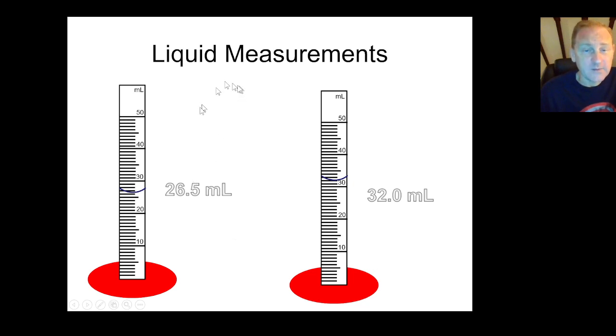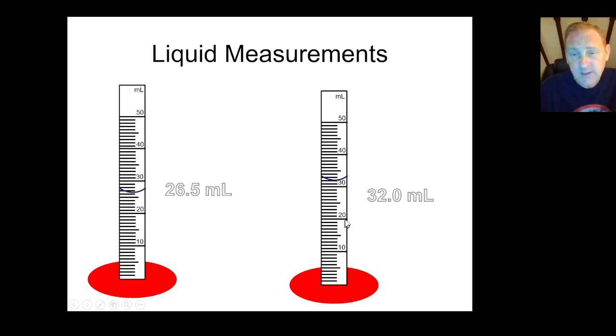So if we take a look at this, again, when you're reading something, you have to figure out what those units are. So here is 10 milliliters, and this would be 25, this would be 26, and it's not quite to the 26, it's in between the 26 and the 27, so I'm recording this as 26.50.